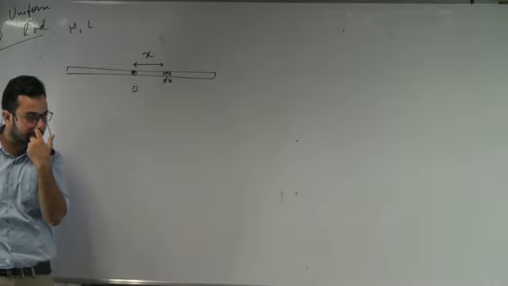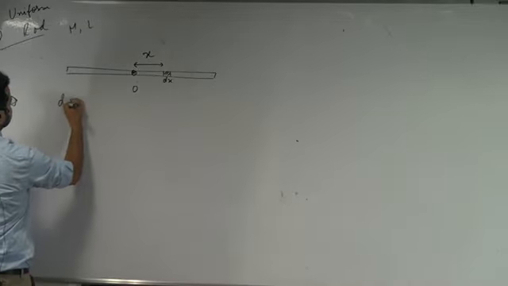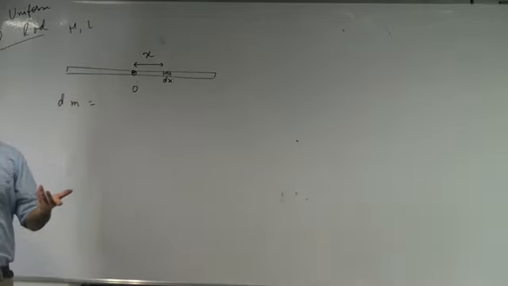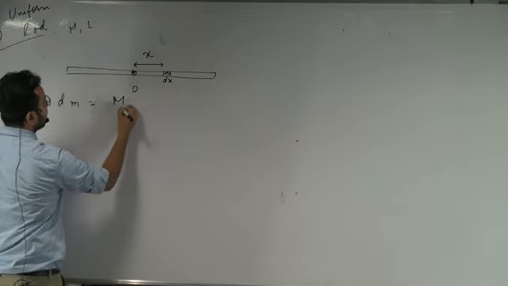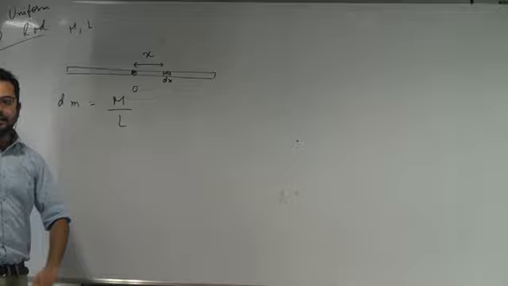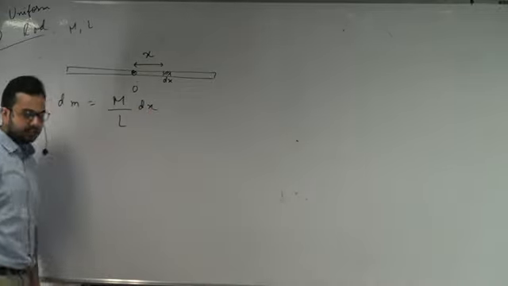Is that correct? Next, what do I need to find out? I need to find out the small mass, and that is dm. How do I find dm? Mass per unit length into the length. So the mass per unit length is M divided by capital L, into the length, which is dx. Correct?